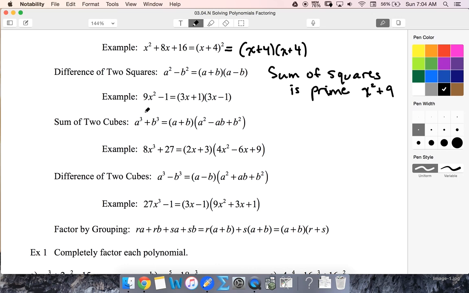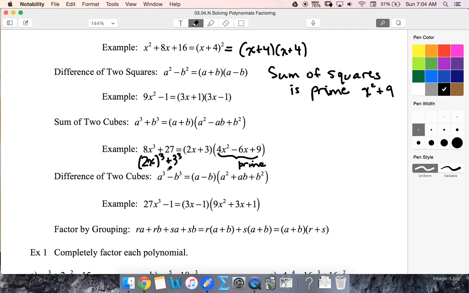But a sum of cubes does factor, and it factors into this pattern of a plus b times a squared minus ab plus b squared. So 8x cubed plus 27, well, that's the same as 2x cubed plus 3 cubed. So here's my a, here's my b, and we get a plus b times a squared minus ab plus b squared. This part is prime. It does not factor again.